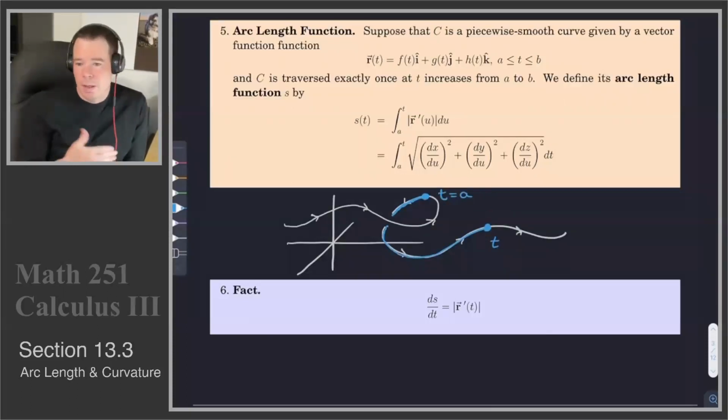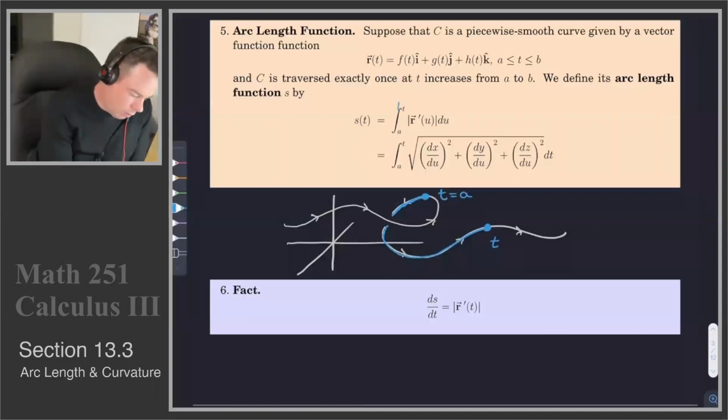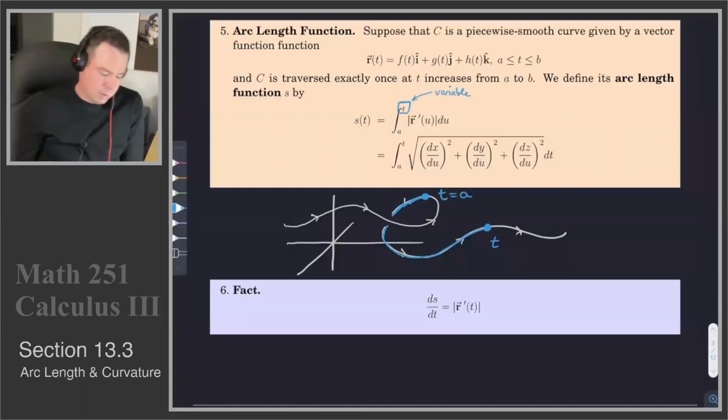If you do that for any value t, this produces a function. That's the arc length function. The main idea here is that in the upper limit of integration, we don't have a fixed constant, we have a variable. So this is asking for the arc length along the curve from t equals a to an arbitrary t value, which you can plug in different values for and get the different lengths along the curve.